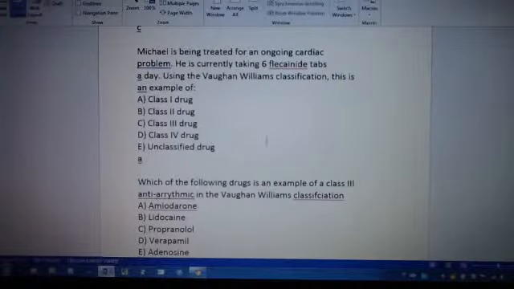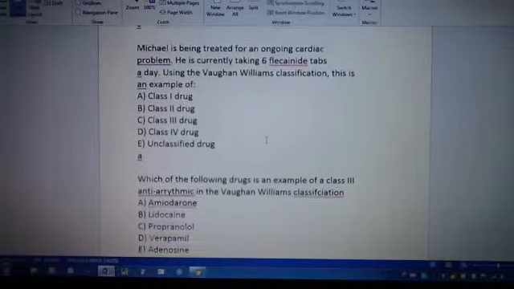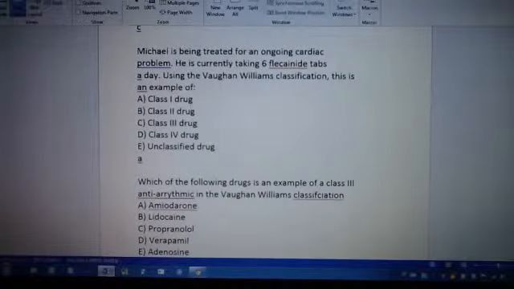Okay, we are back talking about these MCQs for cancer drugs, CV drugs, antimicrobials, hormones, etc. Just in case you're joining us, Michael has been treated for an ongoing cardiac problem. He's taking 6 flecainide tabs a day. Using the Vaughan Williams classification, this is an example of what? The answer is a class 1 drug.